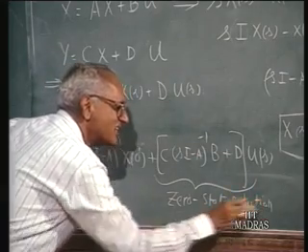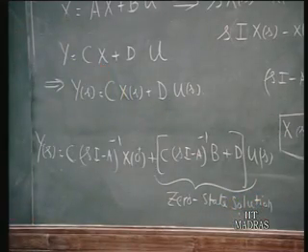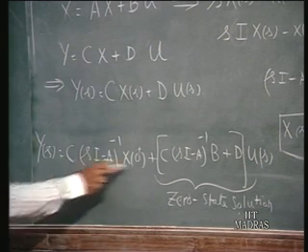What it means is the initial conditions are 0. That means the initial state of the system is 0. All the state variables are at 0 values. This portion will be a solution.